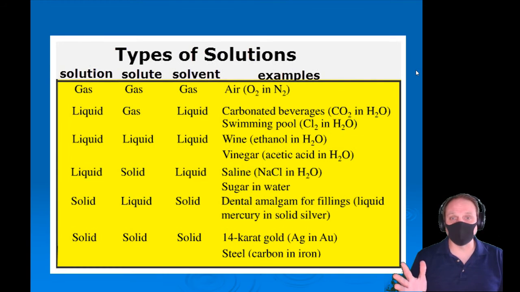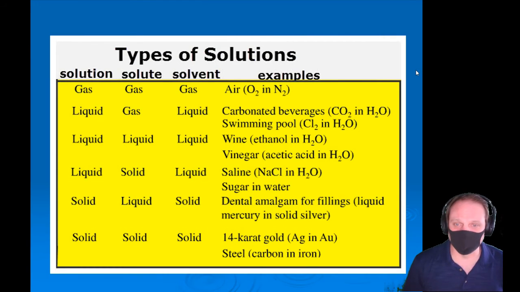All right, so let's look at some of these different types of solutions that we have. We have a gas and gas solution, and these are always commiscible. They're infinitely mixed in each other, and that is oxygen and nitrogen in air. They're going to be commiscible, right? They're going to be a solution of gas and gas.